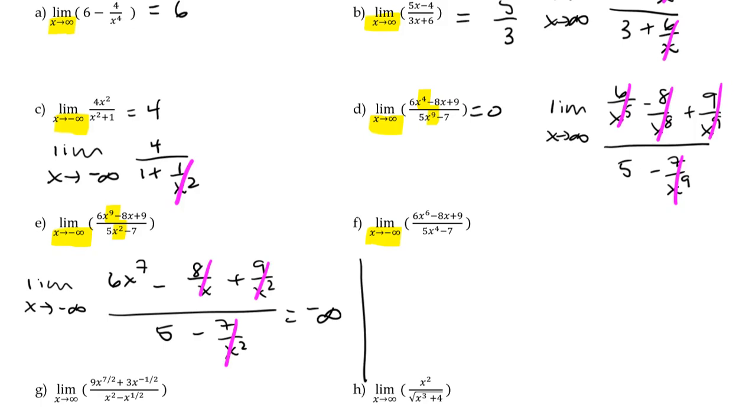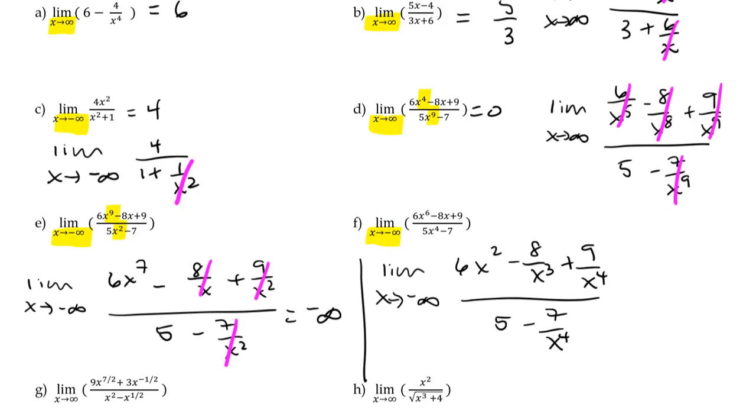Okay, on the next one, we're going to divide, well, it's top heavy, so we know it's either plus or minus infinity. If we divide everything here by an x to the 4th, we're going to get 6x squared minus 8 over x cubed plus 9 over x to the 4th, all over 5 minus 7 over x to the 4th. Remember, x is going to negative infinity, so anything with a number over a huge number goes away. Now look at what we have. X is going to negative infinity, which makes this 6 almost irrelevant. So if I have a negative number and I'm squaring it, it's now positive, and that's how we get positive infinity. And let me go back and write the answer here.